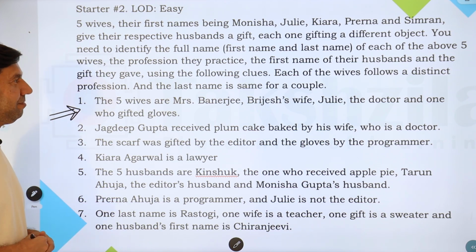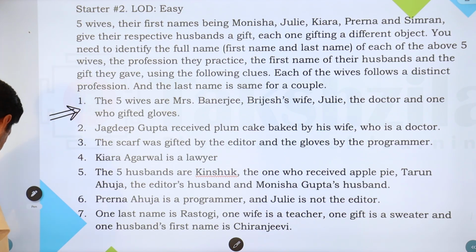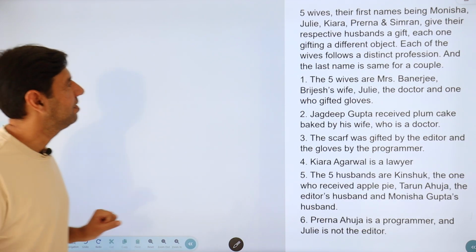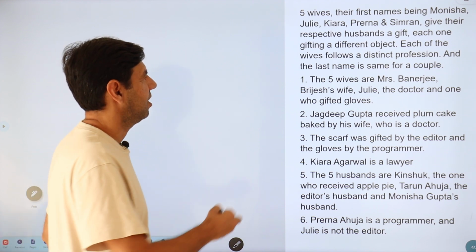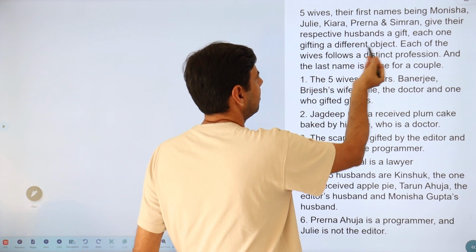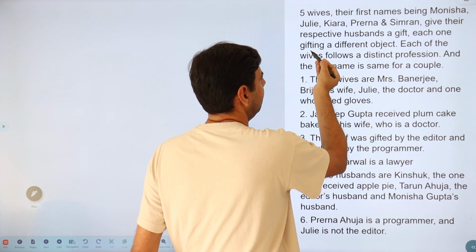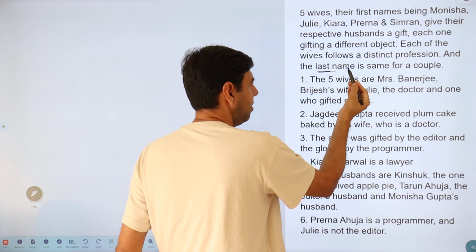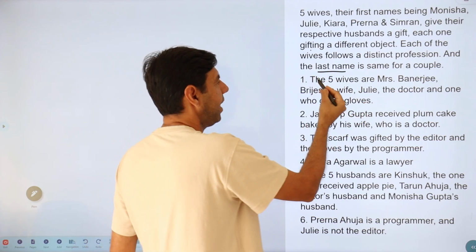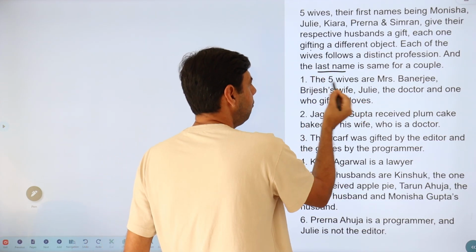So hopefully you have heeded my advice. These are the gist of it. There are 5 persons, their first names are there, they have husbands, the gift, each wife follows a distinct profession, there's also a last name. Okay, so now how do you handle this?